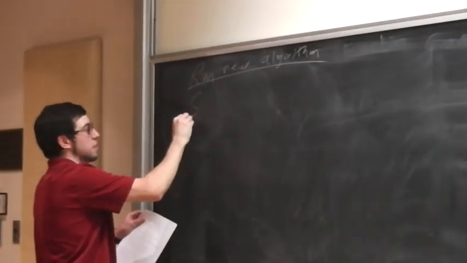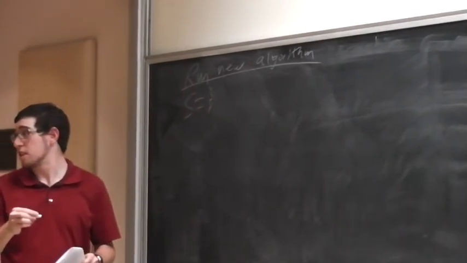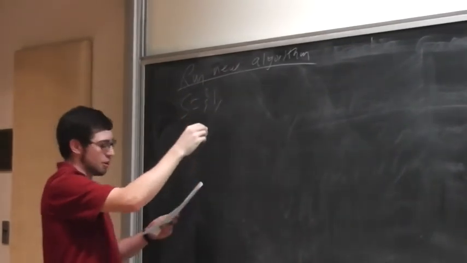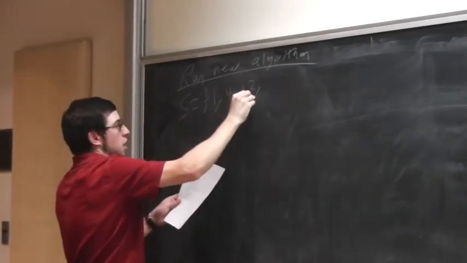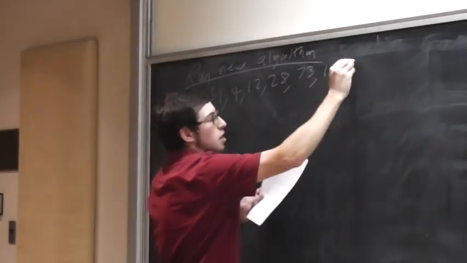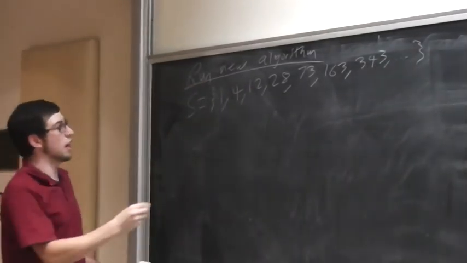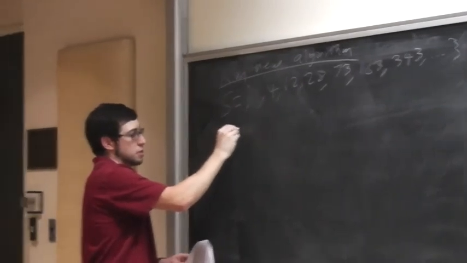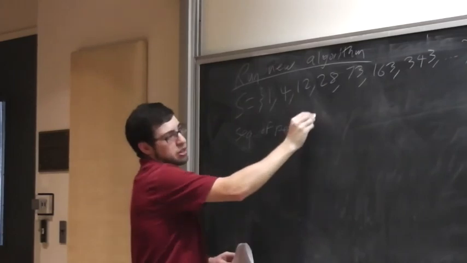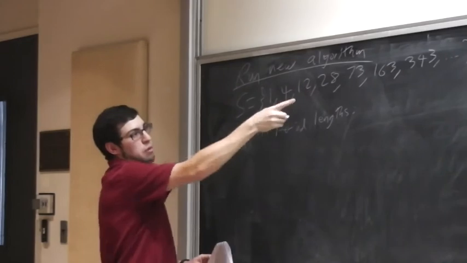Run the new algorithm. So the only modification is t greater than 2s. So the new set we get starts 1, 4, 12, 28, 73, 163, 343. And we also have the corresponding sequence of periods. I'm just going to write the sequence of period lengths because I don't want to write down the periods. But the period lengths are all just one more than this.